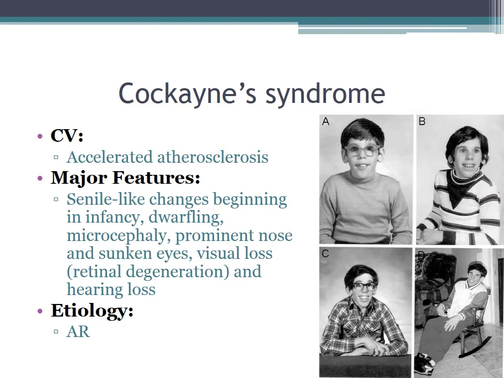Here we see an example of Cockayne syndrome. From a cardiovascular perspective, you can see accelerated atherosclerosis, and the major features are senile-like changes beginning in infancy. They're small, they have microcephaly, they have a prominent nose and sunken eyes, they have retinal degeneration and hearing loss, and you can see some images to the right. The etiology is autosomal recessive.